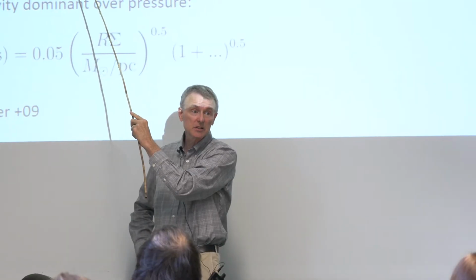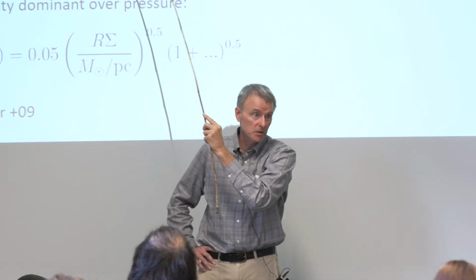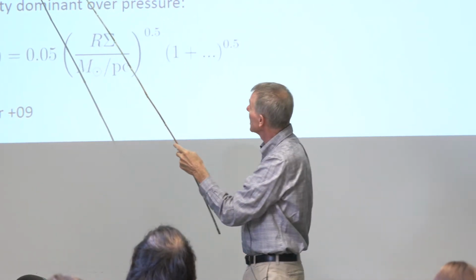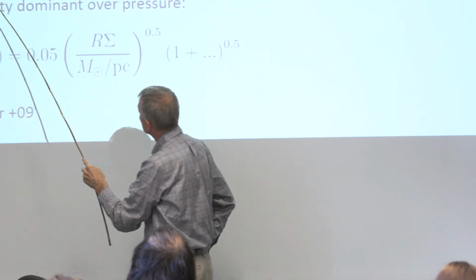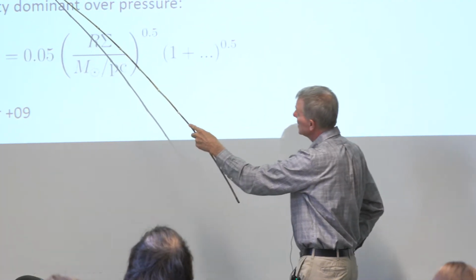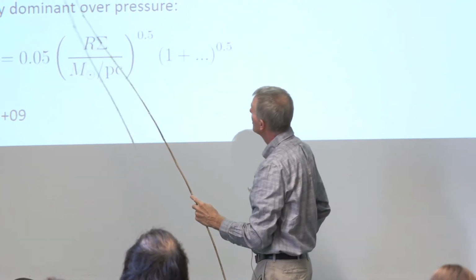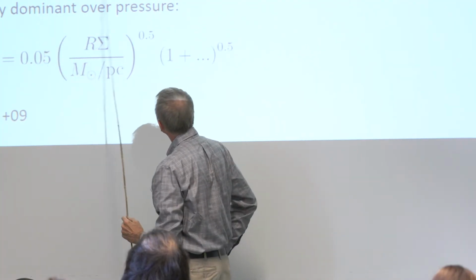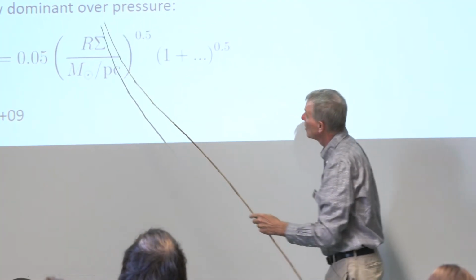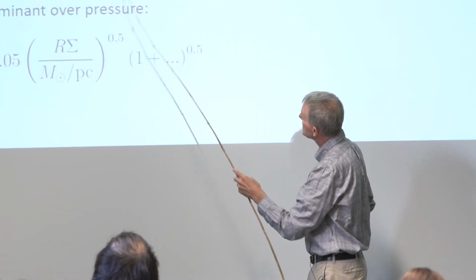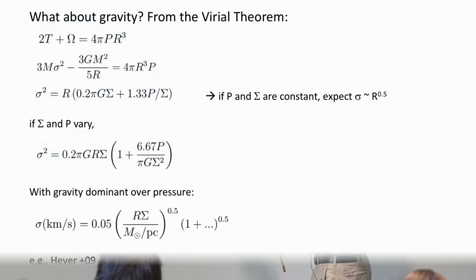If these vary, if the column, and that's essentially where Larson was. All of his clouds had about the same column density. They're all local, so they all had about the same pressure. But now let's look at a bigger sample, and the column density varies a bit. You look at different radii in the galaxy, the pressure varies a bit. We can write it this way. And when gravity is dominant, this term is small. That means column density exceeds the pressure.